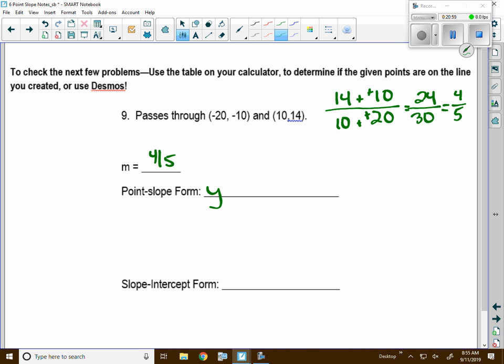Let's go ahead and all use the same points, it's just going to make our life easier so that we can check our answers. So I'm going to use that first point. That should be your point slope form. All right, and now we're going to solve for y.